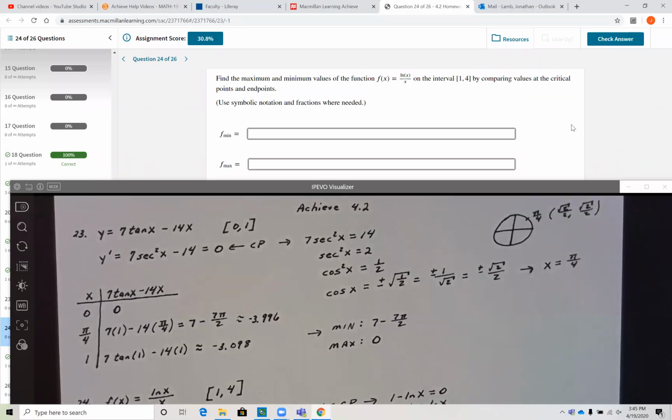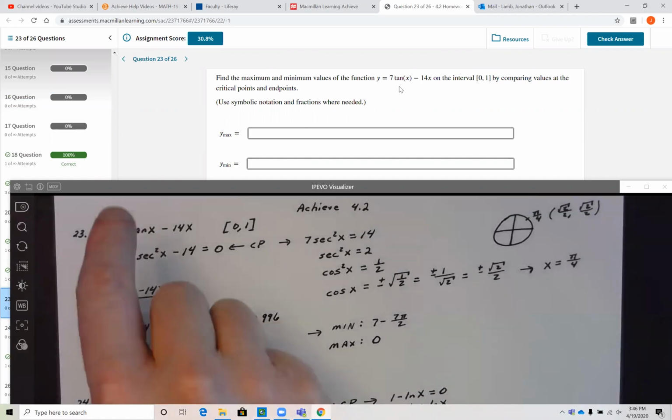Hey guys, let's look at a couple of other problems here in section 4.2. These deal with the extreme value theorem. The first problem I want to look at with you is number 23. You'll see that on my Achieve assignment, it's find the maximum and minimum values of the function 7 tangent x minus 14x on the interval 0 to 1.